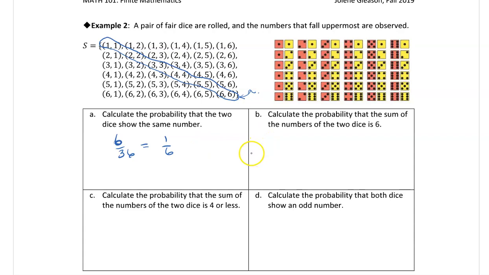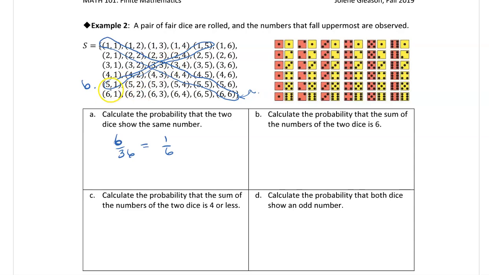The next one asks us to calculate the probability that the sum of the numbers on the two dice is 6. Let's go up to our sample space and find that event, and it's right here. So this is the event. Sorry, my circle is kind of messy. This is the event for part B.